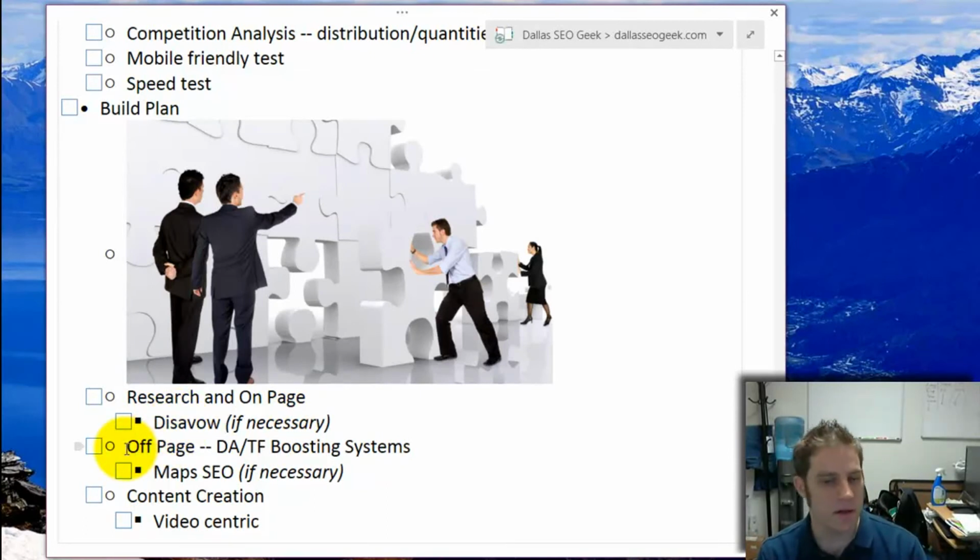The other part is the off-page, and this comes down primarily to domain authority and trust flow boosting systems. So we're building systems that will enable your site to be more authoritative and more trusted in Google's eyes. And maybe we need to do some Maps SEO. It's part of off-page, if necessary. Not everybody needs it. Some people do. Maybe some people need it more than others.